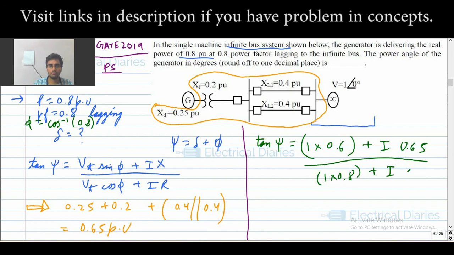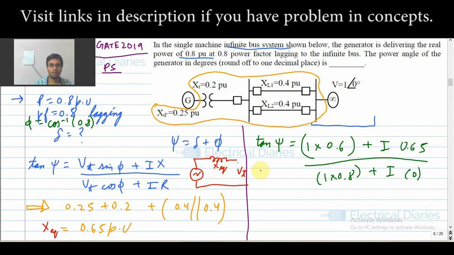See how I can apply this formula. You can apply the formula for tan psi when this is your alternator, this is some reactance, and this is your Vt. So I have converted this system into this kind of system, and that is why I have calculated in this fashion.